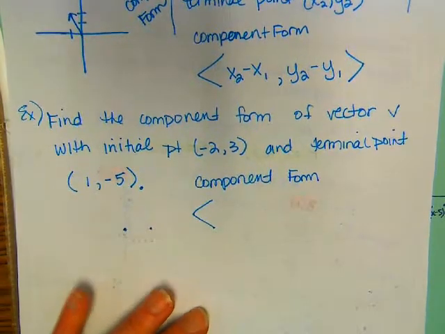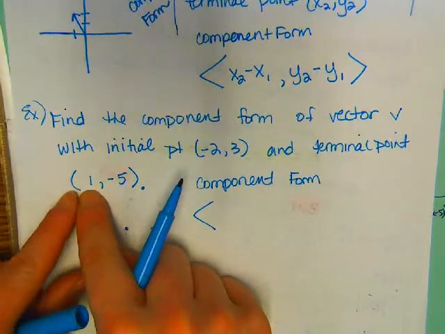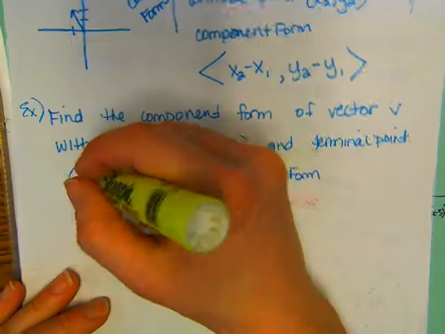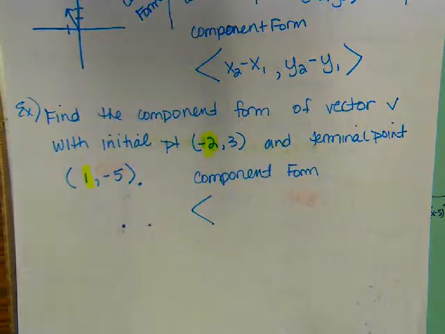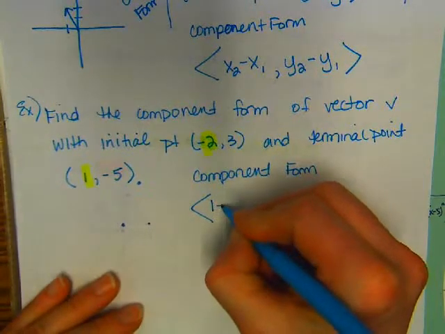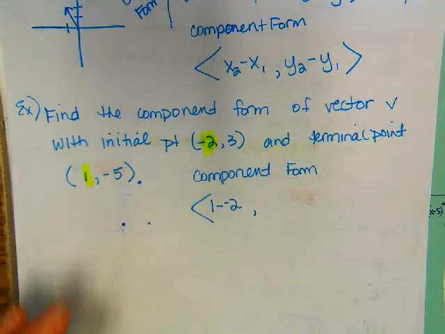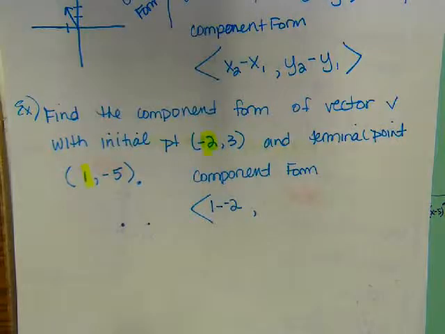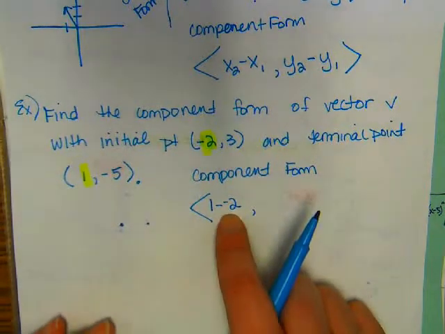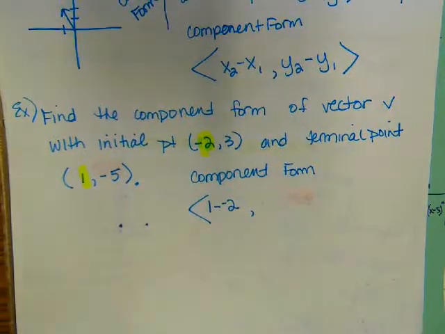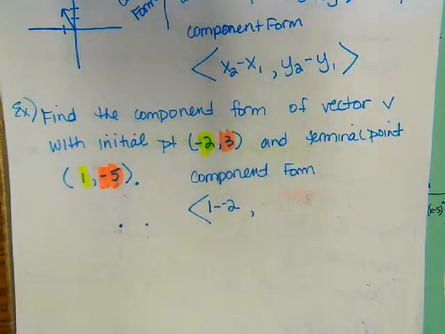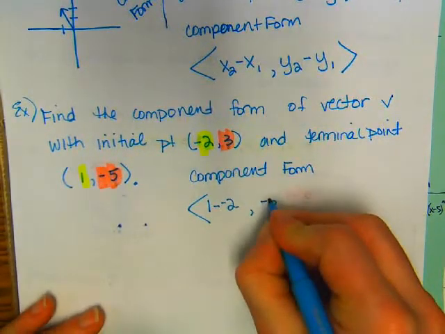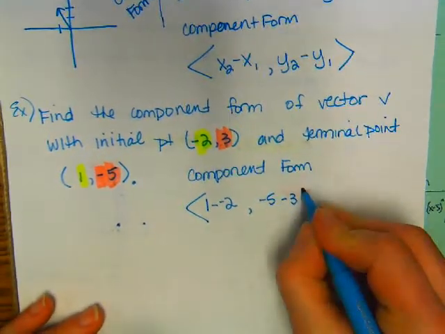Okay, so I am going to do my component form. I am going to do the terminal x point, which is 1, minus the initial x point, so that's going to be 1 minus a -2. And that's going to tell me the horizontal component. We call the first one the horizontal component. And then for my vertical component, I'm going to take -5 minus 3.